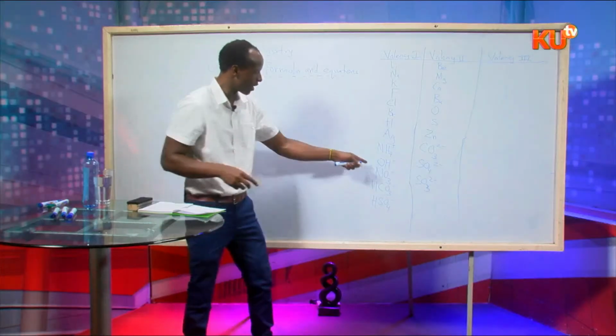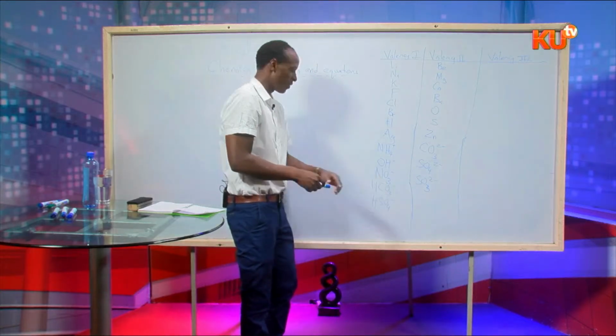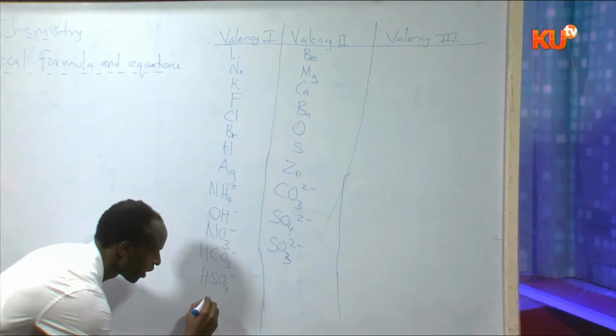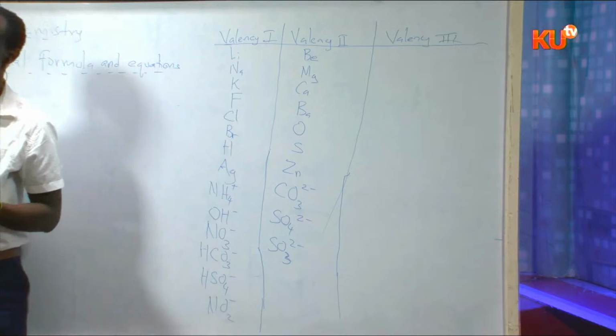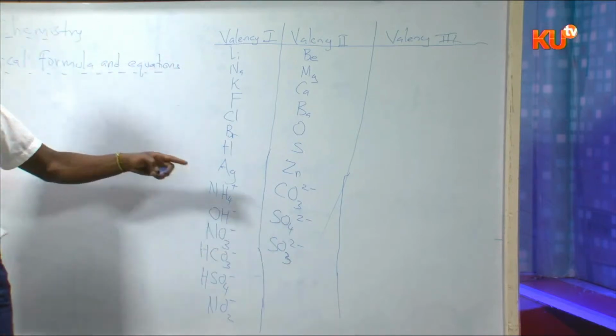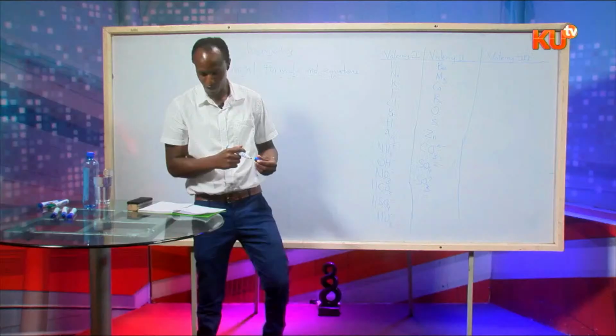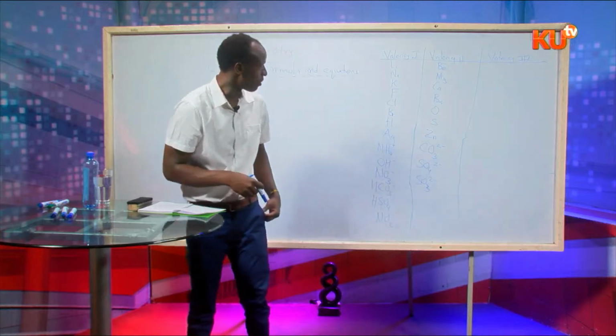Also, I'm supposed to include nitrite, which reminds me of nitrate. Nitrate is NO3, nitrite is NO2, NO2 minus. So nitrate and nitrite all have valency of 1, unlike sulfate and sulfite. But we don't have carbide. We only have sulfate, sulfite, nitrate, nitrite. So we are moving well.